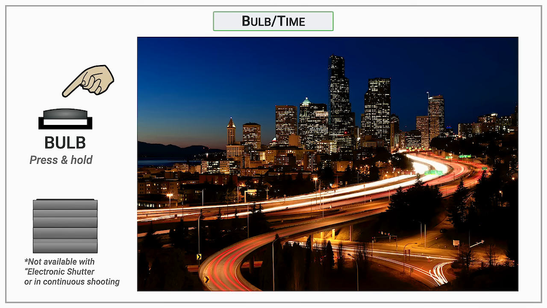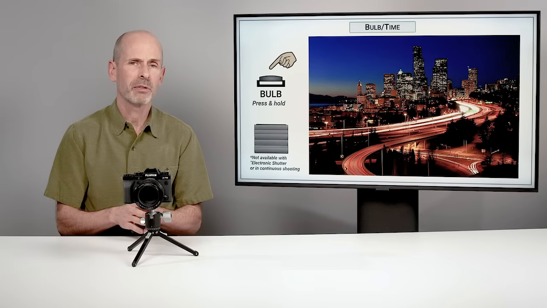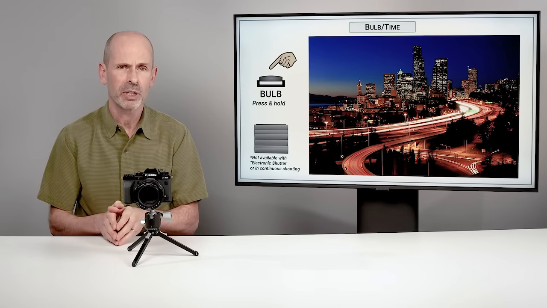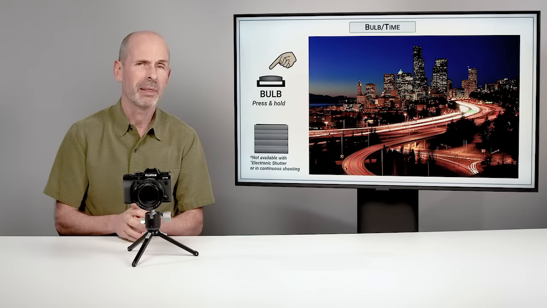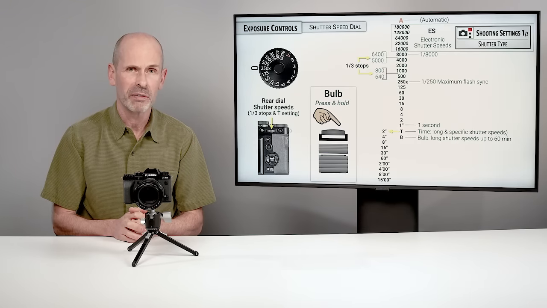Now, if you do want to use the bulb mode, you are going to be limited with the electronic shutter. So we'll talk more about switching back and forth between the mechanical and the electronic shutter, but there are a number of limitations when you are using the electronic shutter, and the bulb is definitely one of them.